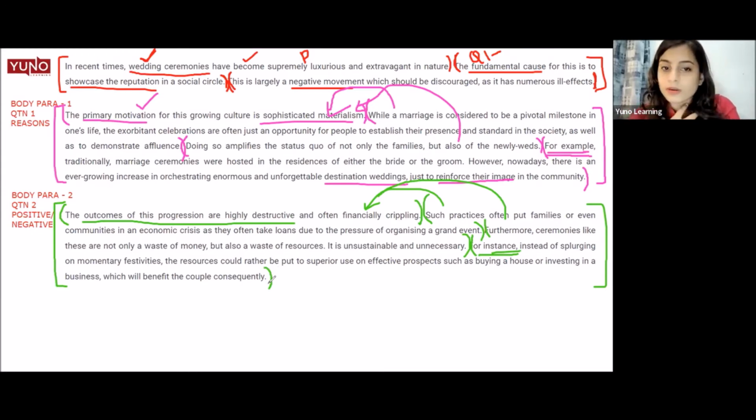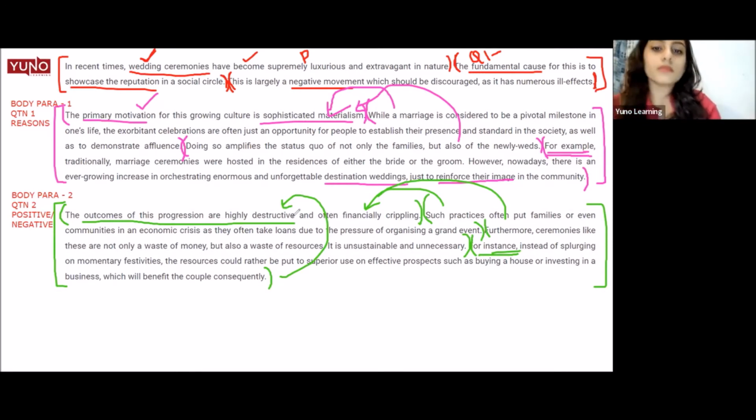Instead of spending money on events, you can invest it somewhere which gives you returns and which benefits you in the long term, right? So my example, everything what I'm saying is once again going back and supporting my stand, whatever I feel, whether it's positive or negative. Whatever your opinion is, make sure everything in the paragraph is focused around that point only. So each paragraph should have a core idea, and it should all be directed towards that particular point. All right.